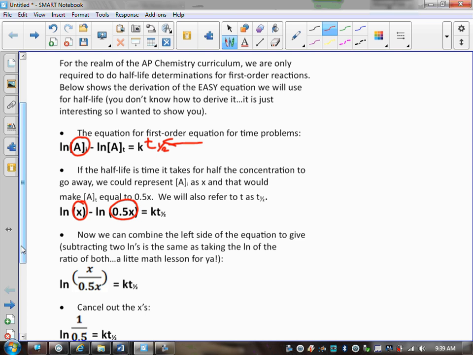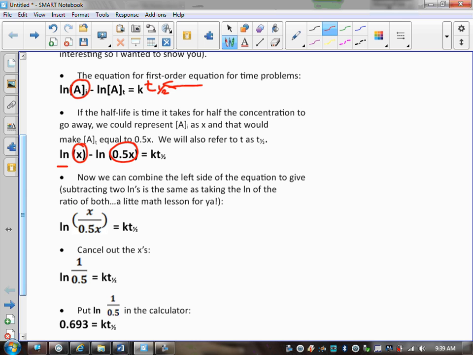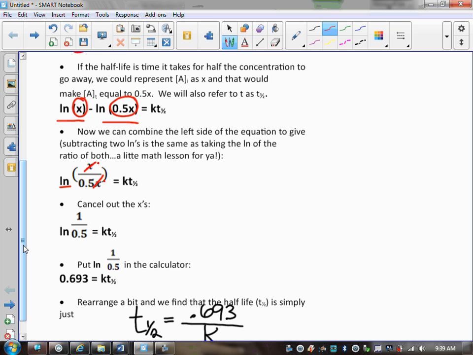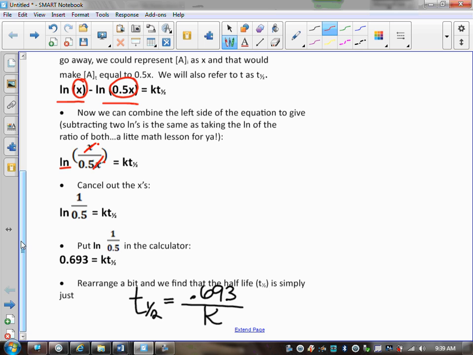Then if I rearrange a little bit, I don't know if you remember from your math class, but when you are subtracting two natural logs from each other, it's the same thing as doing one natural log of the first one over the second one. Okay, so it's just sort of math rearrangement of the equation. So we end up with this: ln(1/0.5) equals K times your half-life. I cancel my x's, so I do 1 over 0.5, and I take the natural log of that. Well, that, when I plug into my calculator, is 0.693. So 0.693 equals K times your half-life. So if we rearrange, you see that the equation for half-life, T of 1/2, is just 0.693 over K.